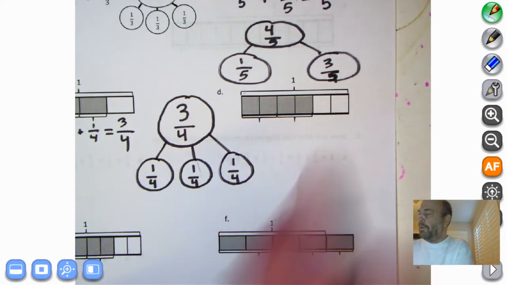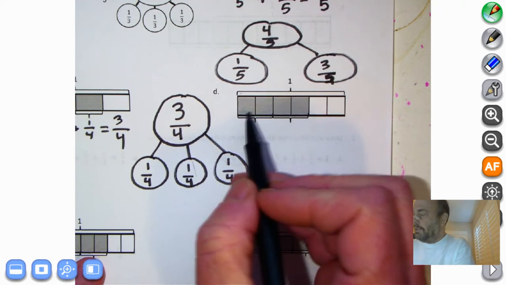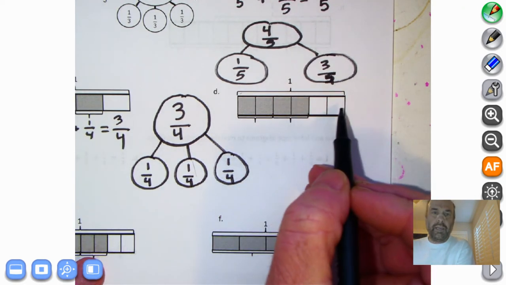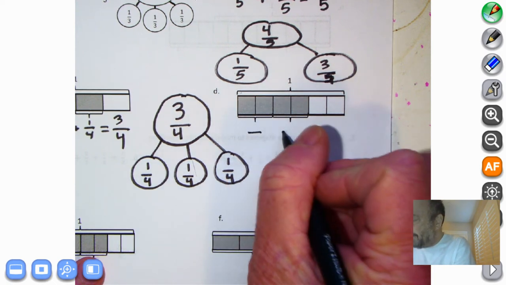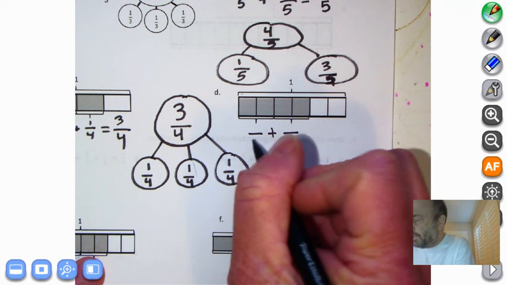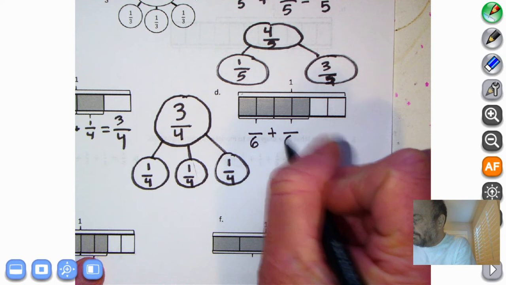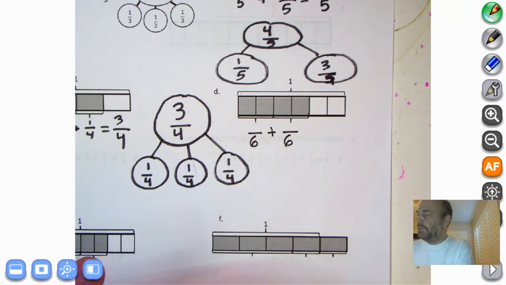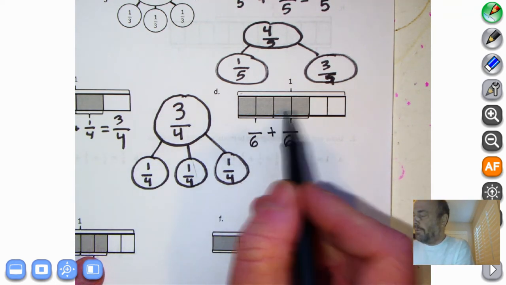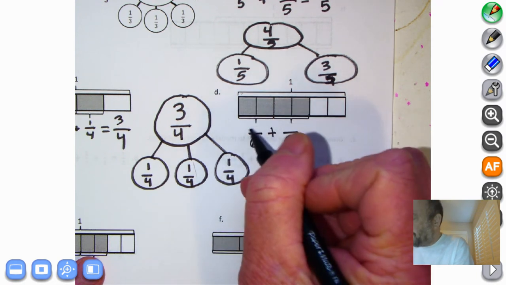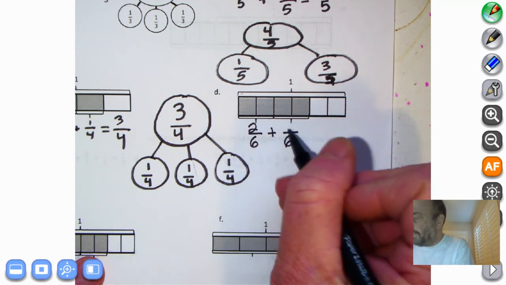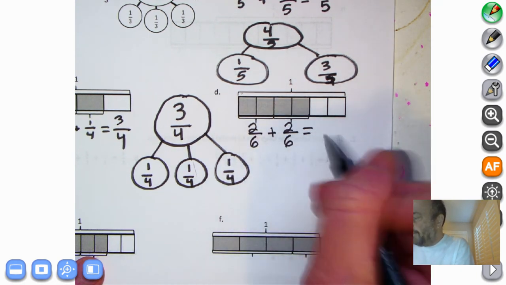And once again, one whole. How many parts? 1, 2, 3, 4, 5, 6. Okay, so I know my denominator, the number below the fraction bar, is 6, because there are 6 parts. 1, 2, 3, 4, 5, 6. How many are shaded with this bracket? 2. And how many are shaded with this bracket? 2. Let's add them up.